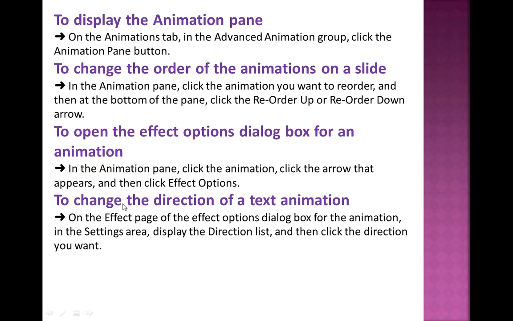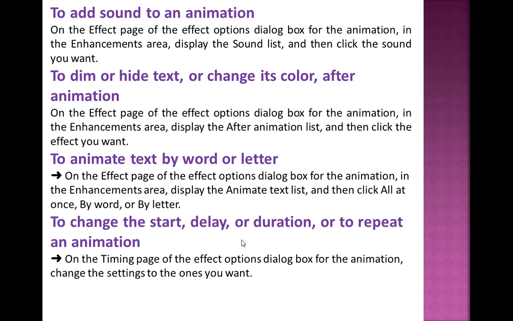And then how to change the direction of a text animation. Go to the effect page. You can go to the setting area, display the direction list and then click the direction that you want. Then how to add sound to an animation. You can add a sound. This is one of the important features that is available in PowerPoint, that we can apply the sound to the slides. This says go to the effect page of the effect option dialog box for the animation. Go to the enhancement area, display the sound list and then click the sound that you want.